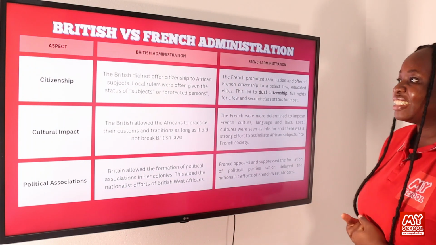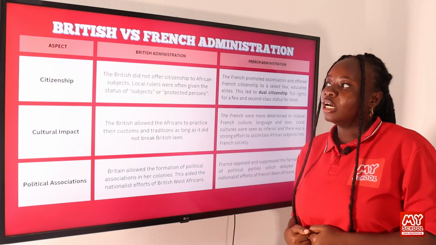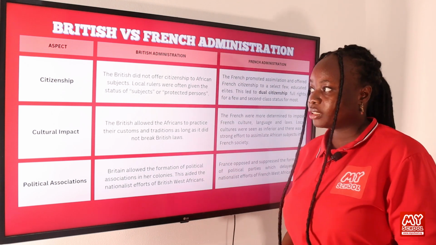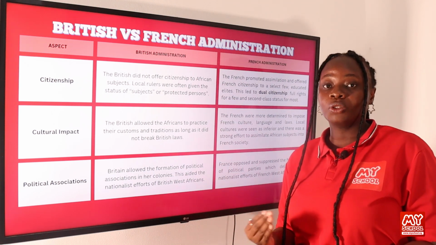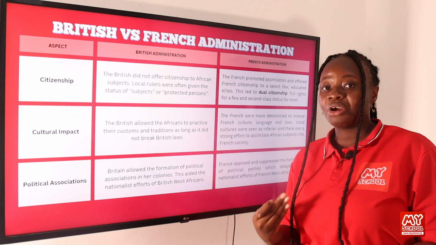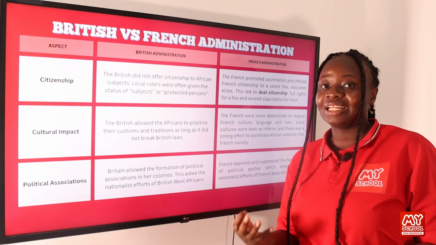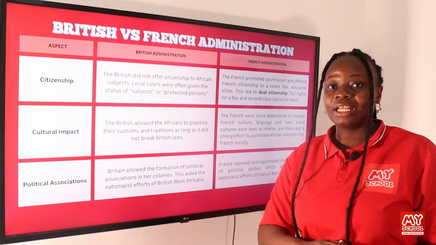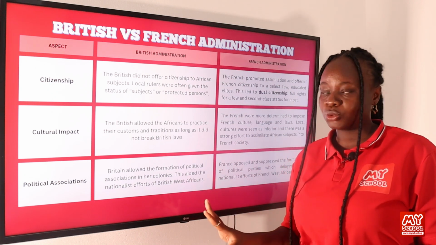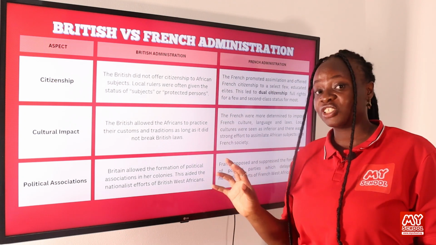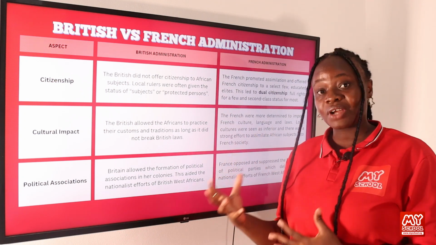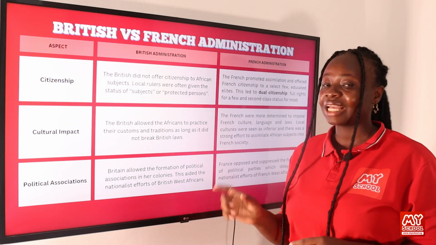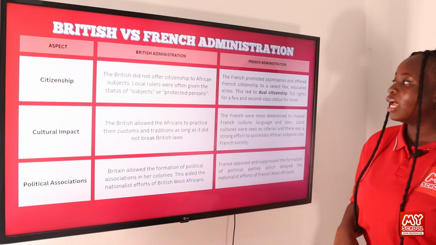All right, and that difference is in terms of citizenship. The British people did not offer citizenship to their African subjects. Although in the beginning, when Lagos was annexed in 1861, for a while, Lagos residents were regarded as citizens of the British society, that changed when Lagos was integrated into the Southern Protectorate. So there was no citizenship offered after that. The Africans there at that time were regarded as subjects or protected persons and not citizens of the British Empire.